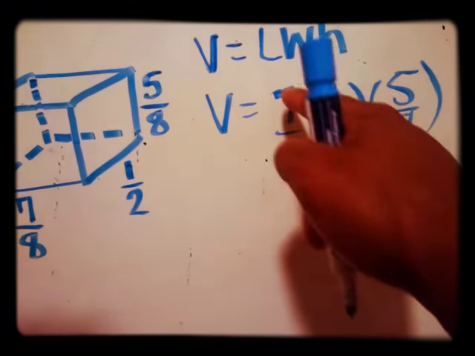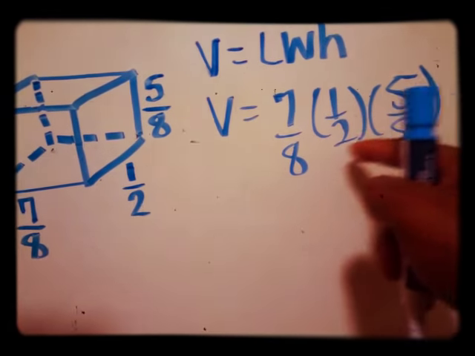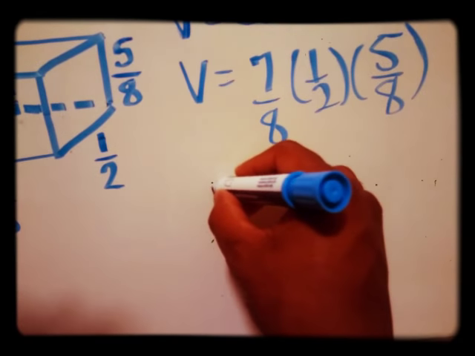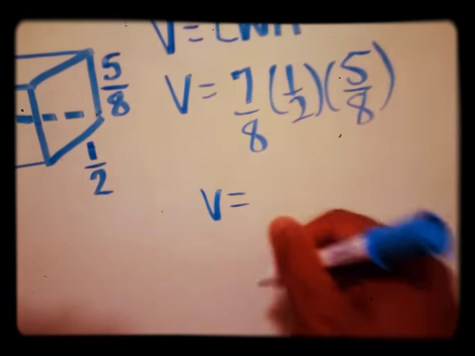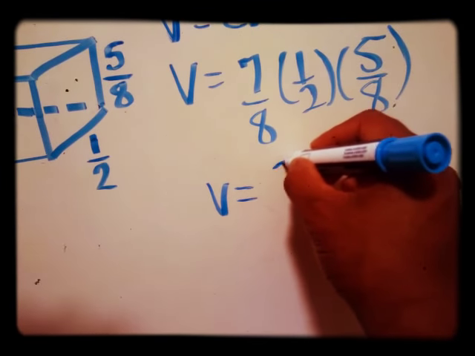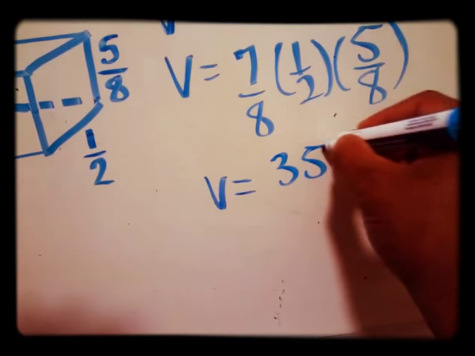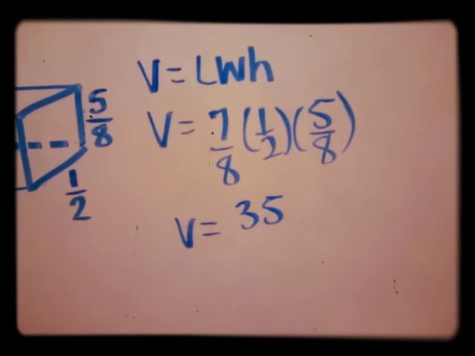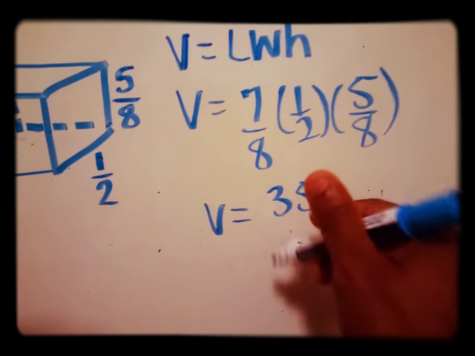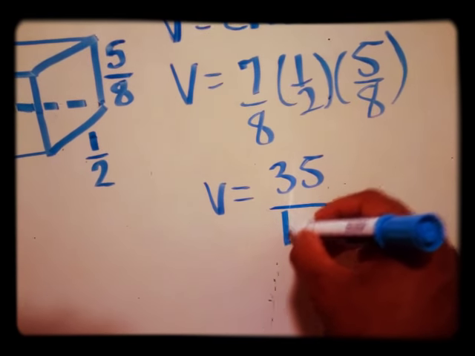I'm checking to see if I can cross simplify anywhere, and I can't. So I'm just going to multiply straight across. V equals 7 times 1 is 7. 7 times 5 is 35. Now my denominators, I'm going to do 8 times 8, which is 64. 64 times 2 is 128.